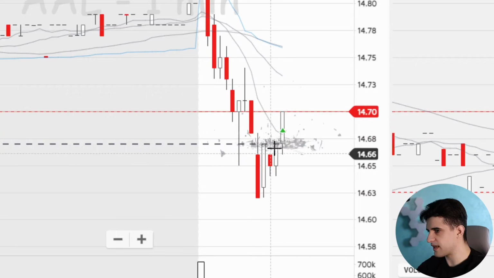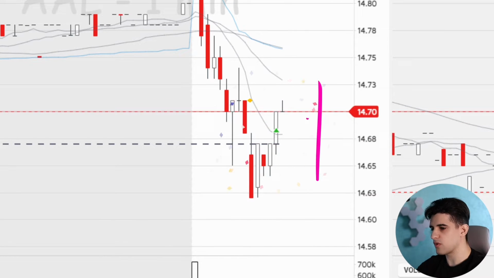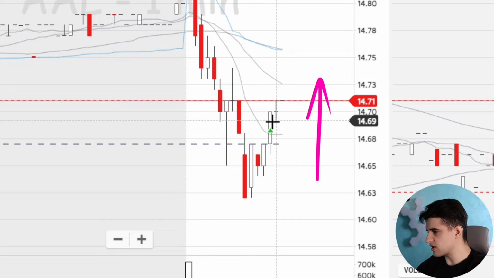Breaking this mini range and it's starting to go to the upside. I played it to the long side around here.